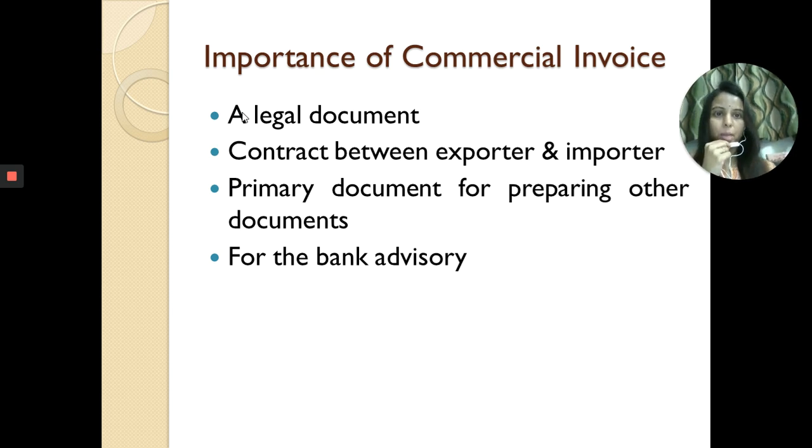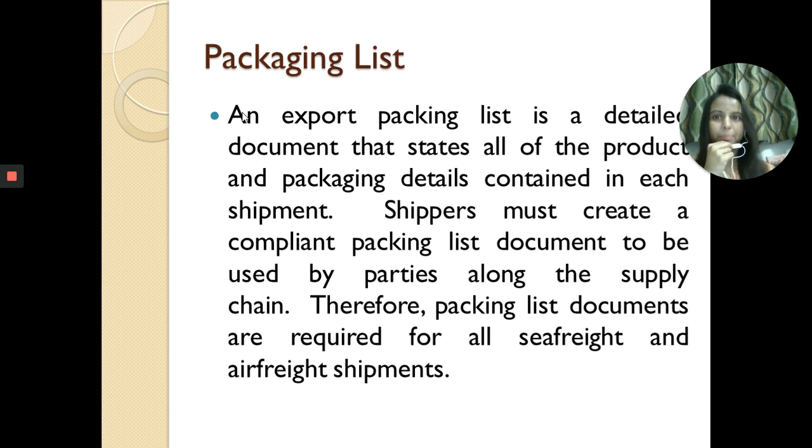Let's move on to another document, the packaging list. The packaging list, as the name suggests, is a list which contains all the packet details and packaging details. The shipper must create a compliant packing list, to be used by the parties along the supply chain. Therefore, packing list documents are required for all sea freight and air freight shipments.